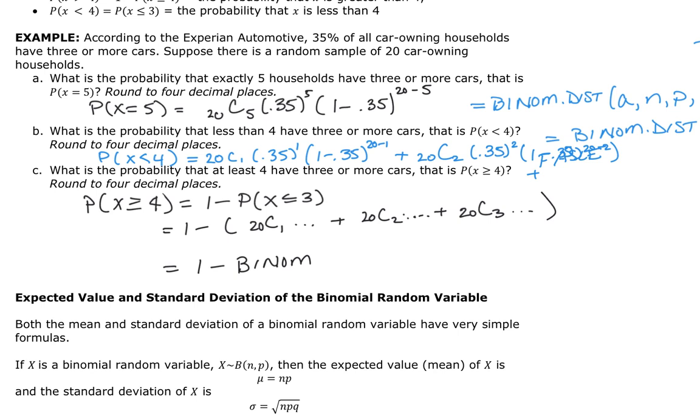Now remember, I'm doing the equal sign in my spreadsheet, my binomial.dist, and I'm going to use 3 because I want to strip off 1, 2, and 3. So I'm going to have 3, and then I'm going to have the 20, and then I'm going to have the 0.035, and then I'm going to do true.